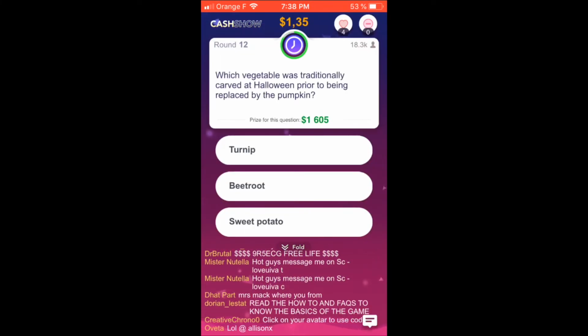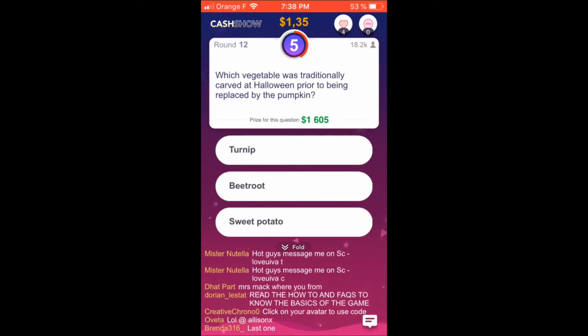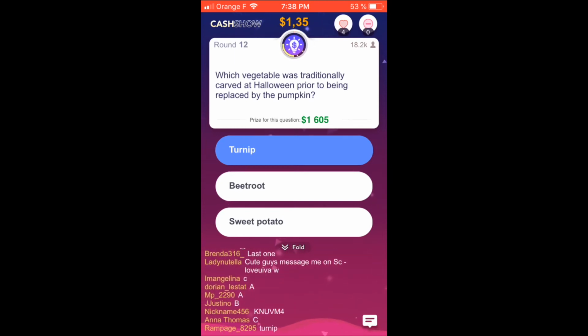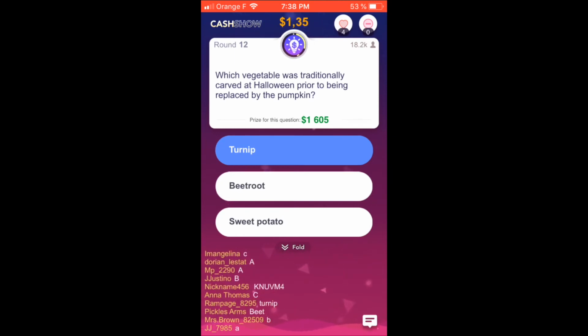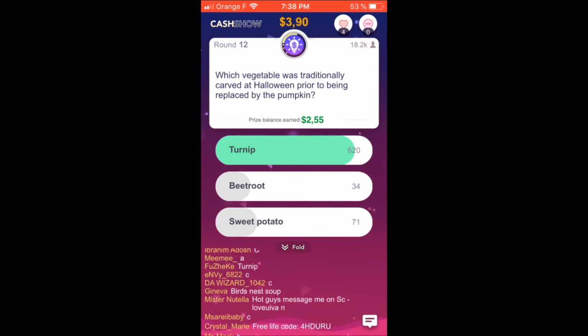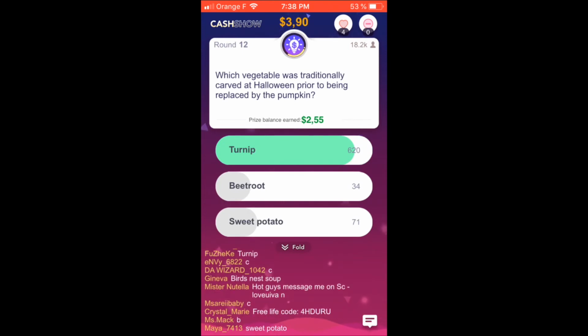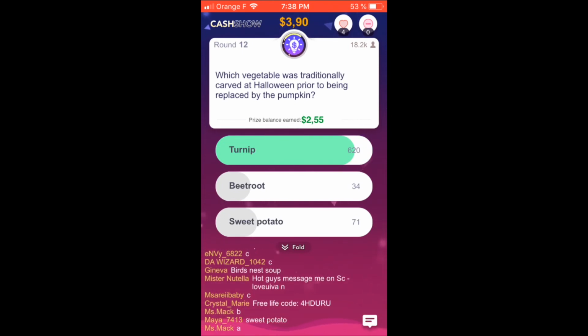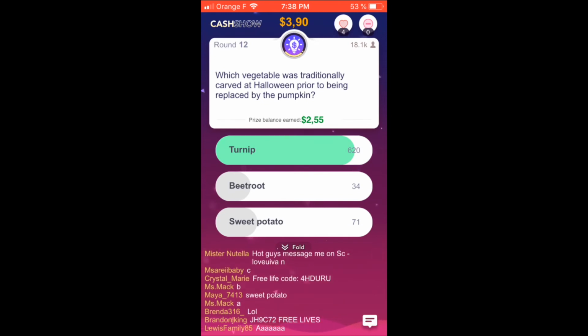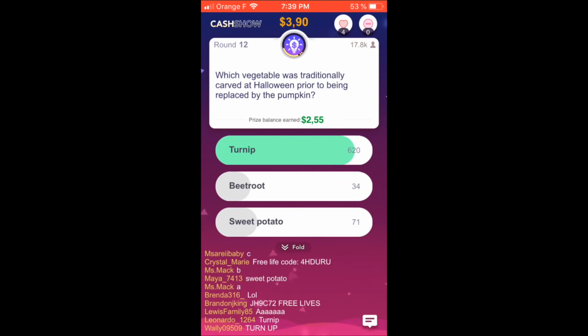Which vegetable was traditionally carved at Halloween prior to being replaced by the pumpkin? Turnip, beetroot, sweet potato. Halloween is a Celtic holiday, and pumpkins are not native to Ireland. They originally used to carve jack-o'-lanterns out of turnips to help ward off evil spirits. You can also ward off kids at dinner time with turnips.